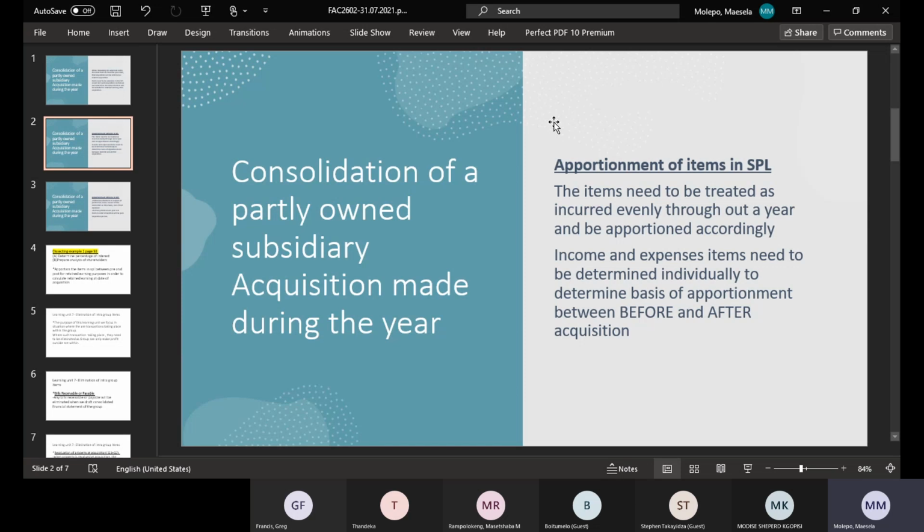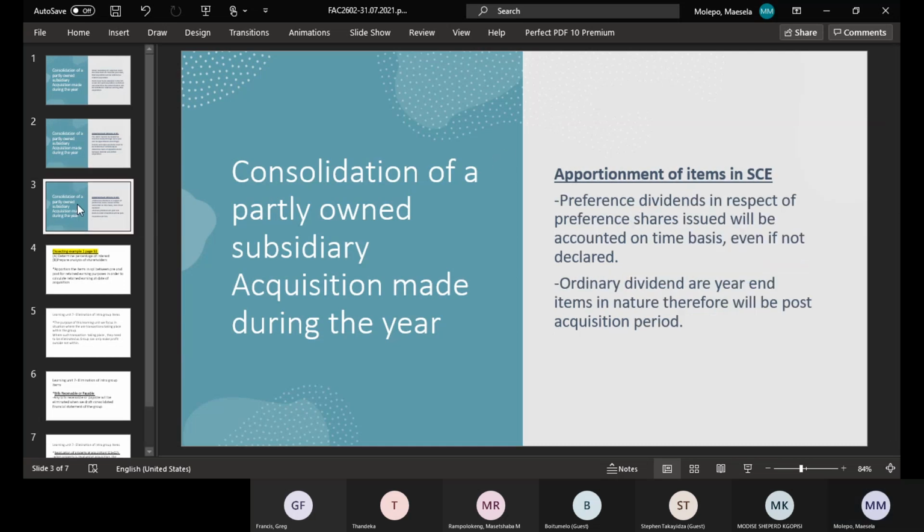Then the apportionment of an item in the statement of changes in equity: we must account for the preference dividend in respect of the issued preference shares of the subsidiary on a time basis, even if it has not been declared. So our preference dividends, we take them as they accrue on a time basis. Even if it's not declared, we just know that we do have preference shares whose dividends need to be declared at a later stage. Remember, in our accounting FAC2601, we did mention that we treat them as our preference shareholders. So before we declare any other dividends, we have to account for the preference shares.